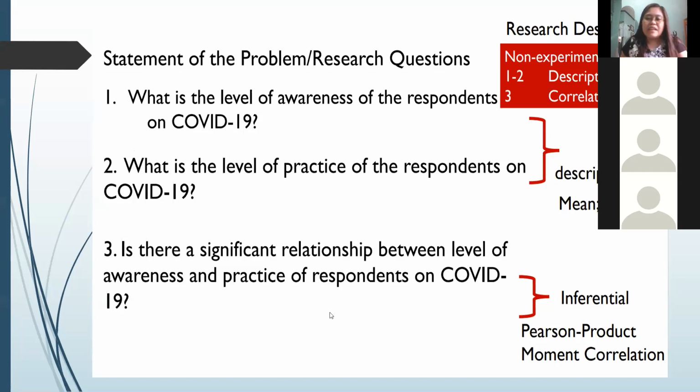Now, number three, this is where we do inferential statistics, specifically the Pearson product moment correlation. So is there a significant relationship between the level of awareness and practice of respondents on COVID-19?